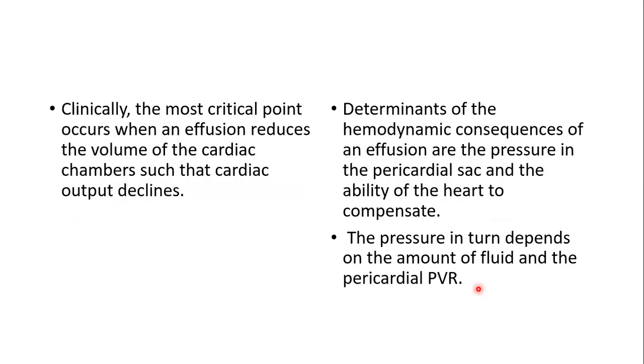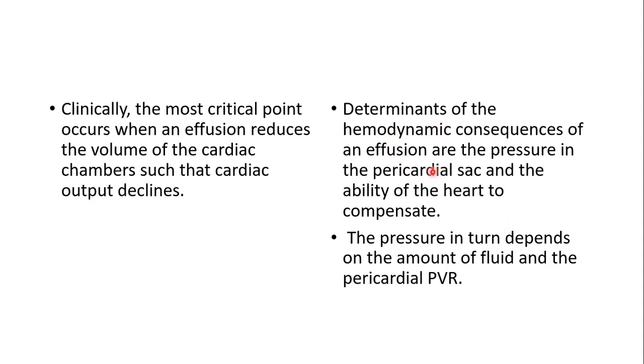So clinically, the most critical point occurs when the effusion reduces the volume of the cardiac chamber, which I tried to show, such that the cardiac output declines. So if there's compression of the right ventricle, for example, due to the effusion, that means little or no blood is able to go through the pulmonary artery to enter the pulmonary vasculature and come into the left atrium and also the left ventricle. So invariably, you tend to have reduced cardiac output, and the little quantity that goes will definitely not be enough to meet the metabolic requirements of the body.